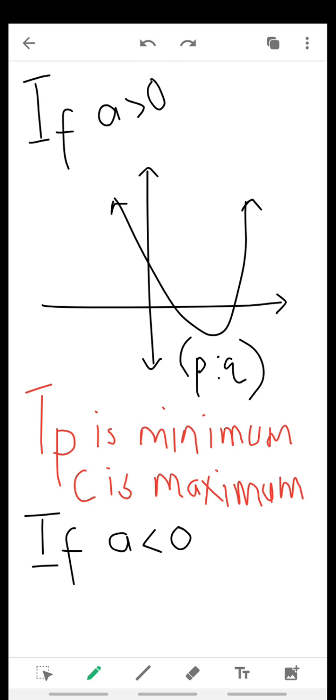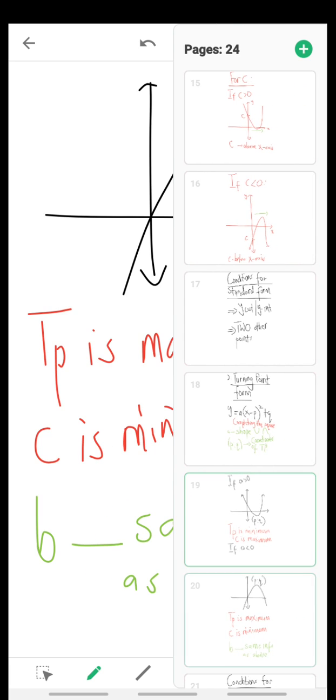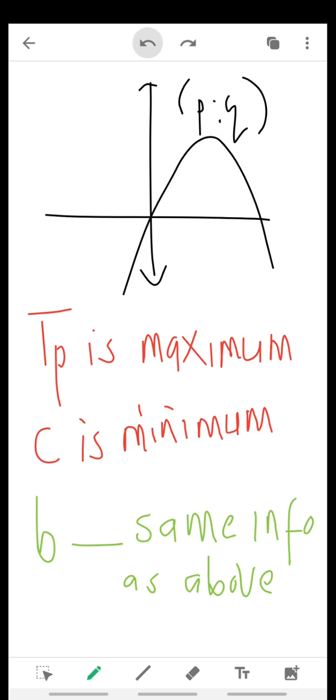Similarly, if your a is negative, what do you know about the shape of the graph? It will be a frowning graph, a sad parabola. And what happens now with the turning point? The turning point is up there at the highest, and we say the turning point is at the maximum. And then our y cut, remember, will be below the turning point and it will be the minimum.